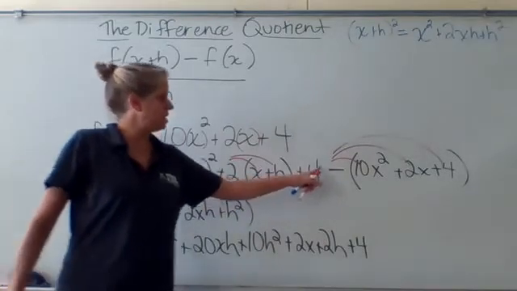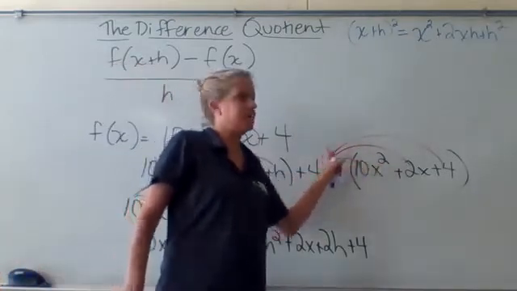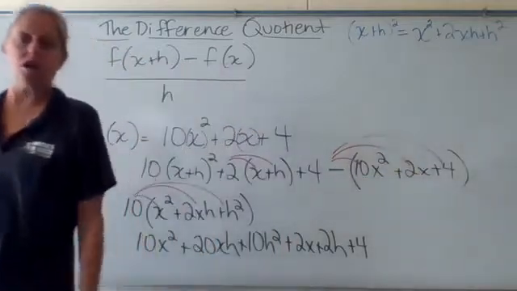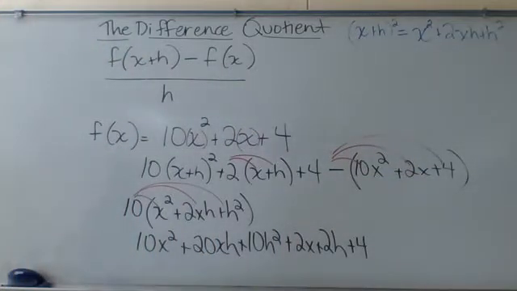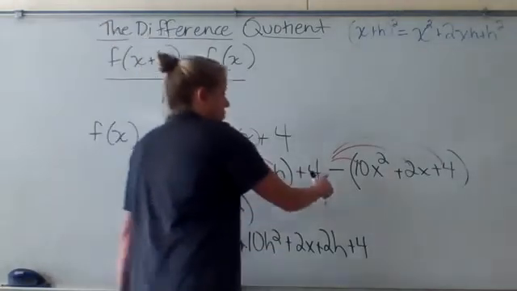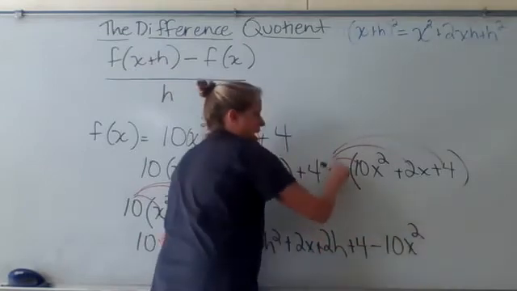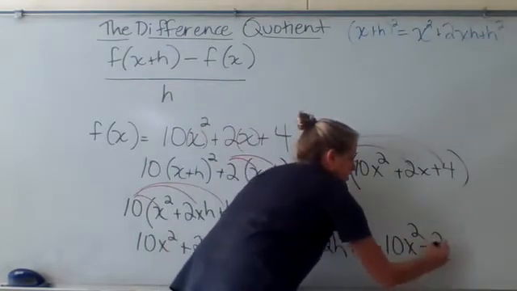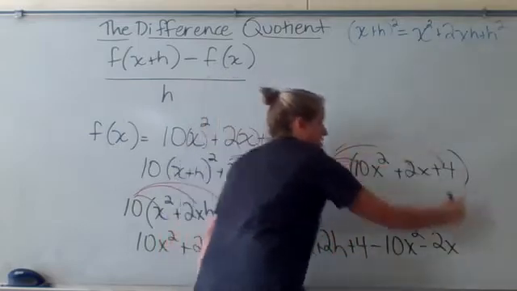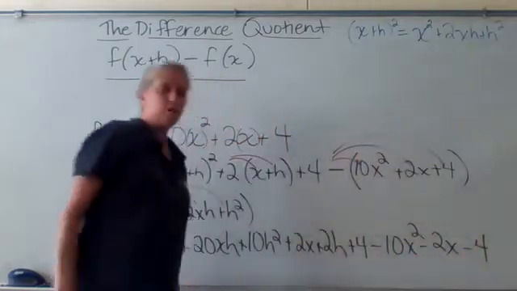The last part is I'm going to distribute that negative to all 3 of those terms to see what that does. So I'm going to have minus 10x squared minus 2x and minus 4.